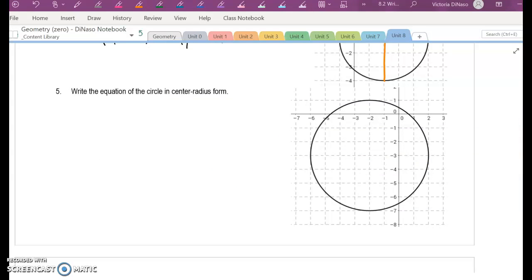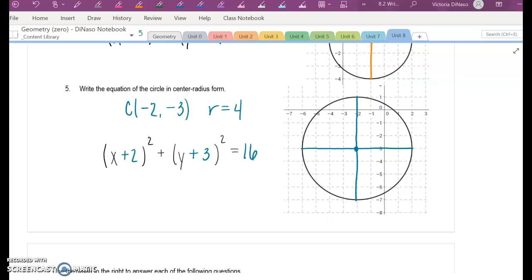We're going to try out number 5 on our own. Go ahead and check your answer to number 5, and then move on to number 6. All of section 8.2 practice set is homework.